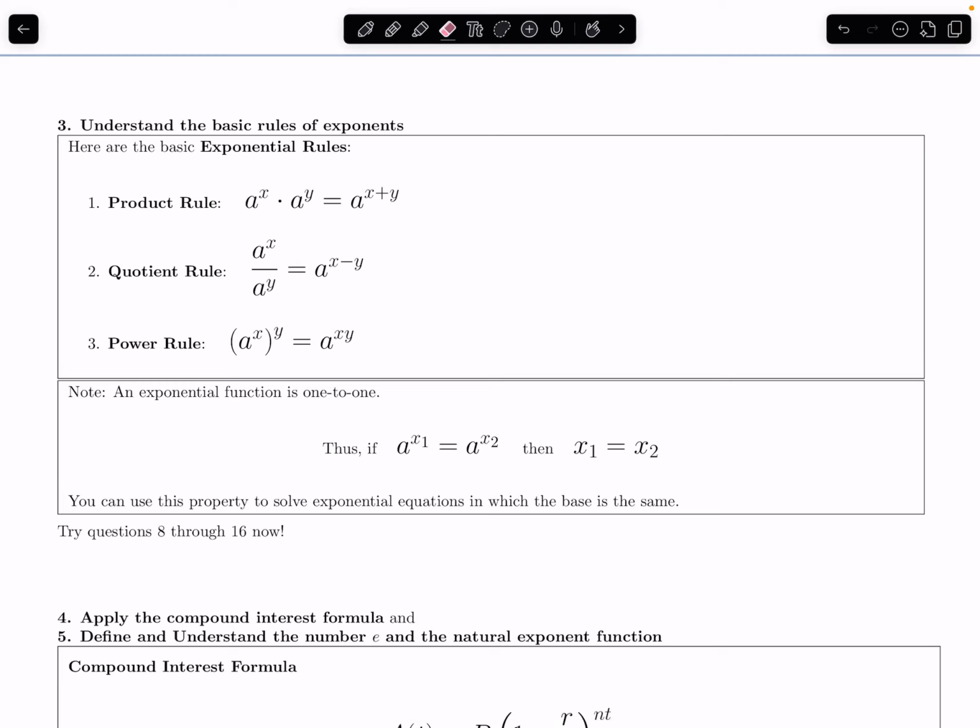Yeah, there we go. Number 3 from this section. We're talking about understanding the basic rules of exponents, something that I'm guessing you've come across before. Real quick justification for each. Let's just use a simple example for each.